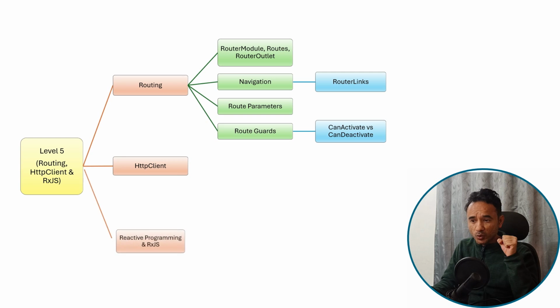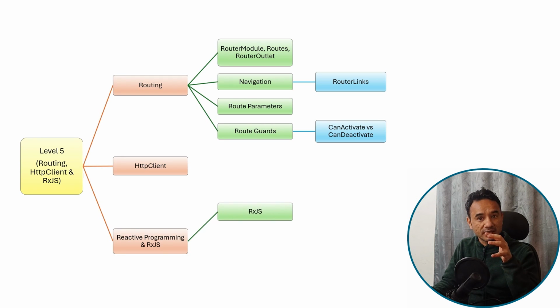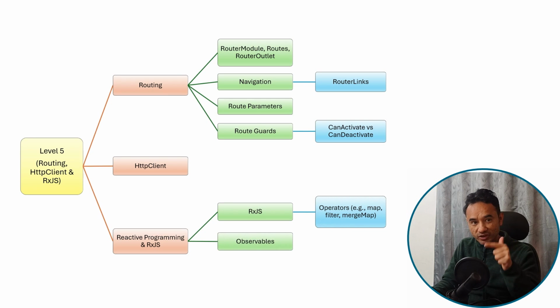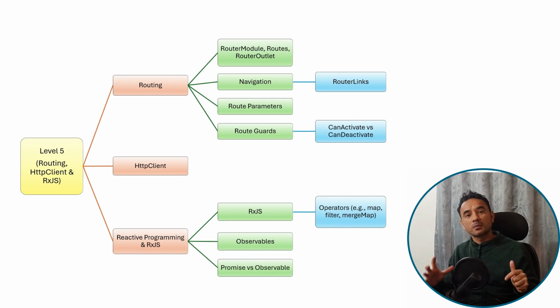responses. Then you have to explore reactive programming and RxJS, because if you want to be a great Angular developer, then working on asynchronous data streams is the future. Here, start with the RxJS operators like map, filter and mergeMap. Then observe the observables, and finally compare promises with observables. Now remember, as an Angular developer, we always have to say that observables are better than promises.